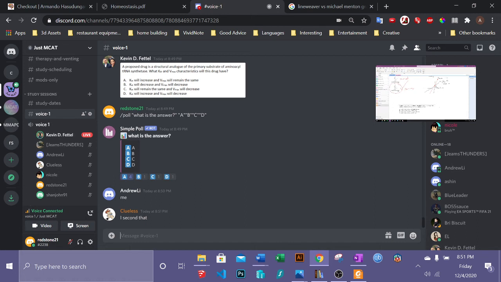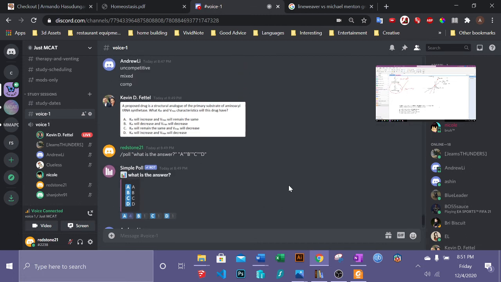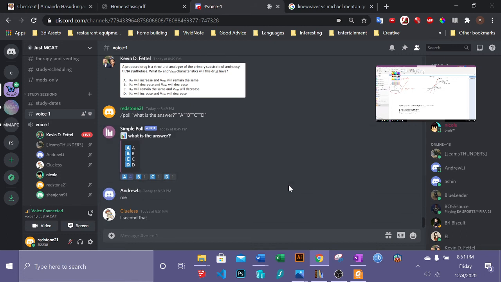Actually, let me stop there real quick. Of the people who picked A, who wants to try explaining this first? I will. Okay, let's do it. What gave it away for me is it says structural analog, which makes me believe that it is very similar to the substrate of this enzyme, which makes me believe that it would be a competitive inhibitor.